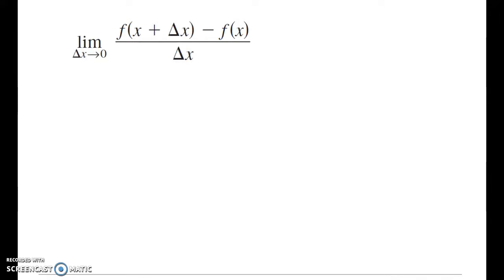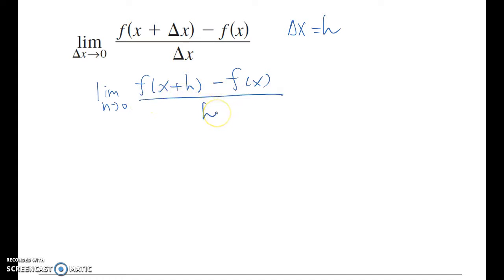Through the previous examples, we discussed this formula, and now I want to confirm that this formula indicates the slope of the tangent line. For our convenience, I want to rewrite delta x as h, so we can also rewrite this formula as the limit as h moves to 0 of f(x plus h) minus f(x), over h.